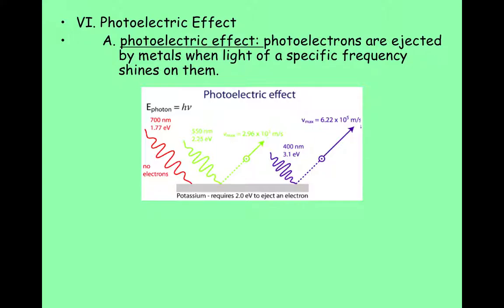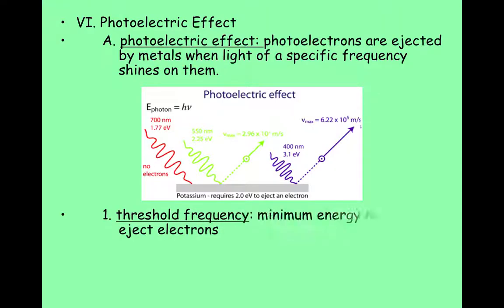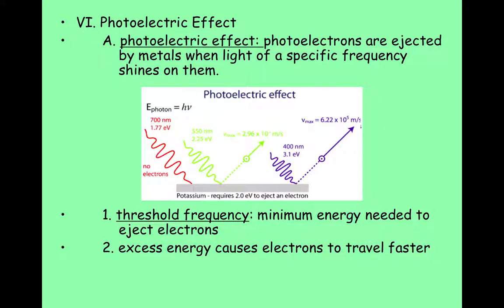But now we have a higher energy, and as we increase the energy the photon's carrying, we're going to see that now the electron that's being ejected is traveling faster. So two things we want to note here. The threshold frequency is the minimum energy needed to eject electrons. And that really aligned up with the idea of a quanta, this minimum value that's possible. Without that amount of energy, the electron cannot be ejected. Now, excess energy causes the electrons to travel faster, which we're seeing.